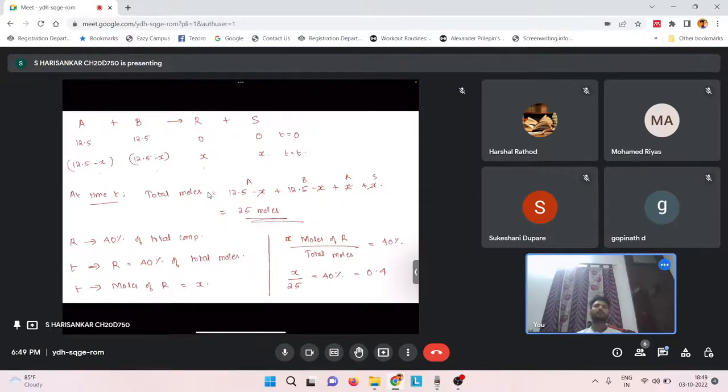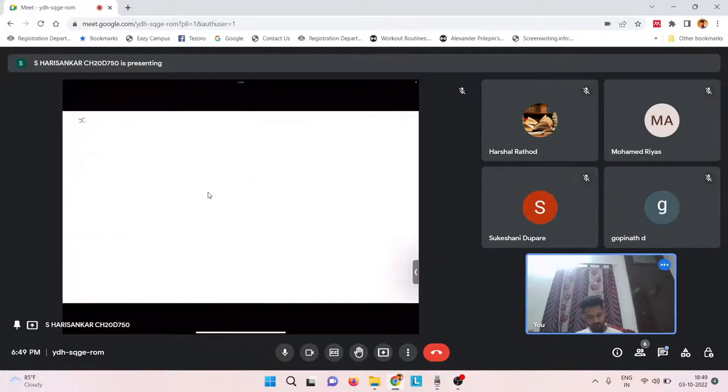So now we can use this equation and find the concentration of X or the number of moles, which is X, and that will give us the number of moles of R, S, and from that we can find the number of moles of A and B as well. So let us rewrite this. So X by 25 is equal to 0.4. That means X is equal to 10 moles. Right? So using this we just found that R is 10 moles.